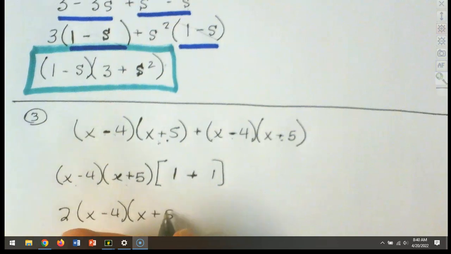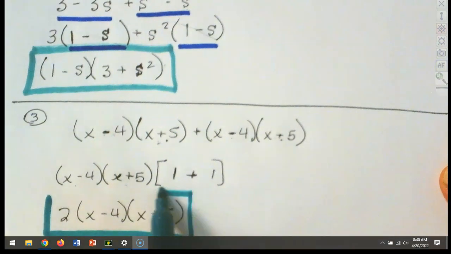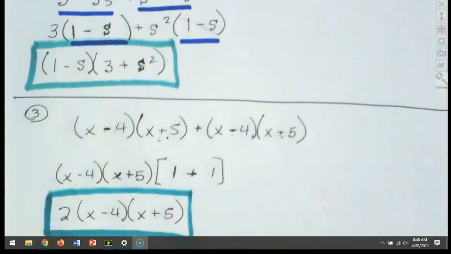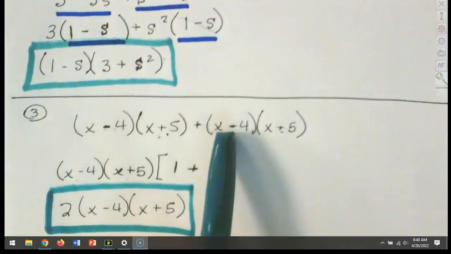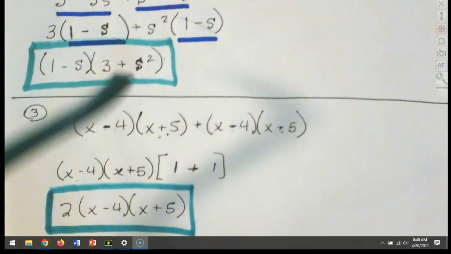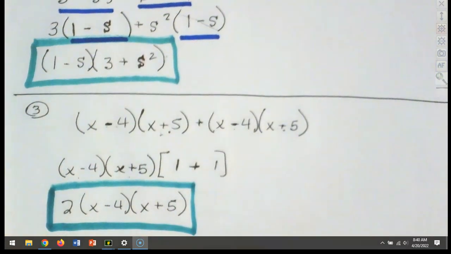There's another way to look at this question also. At the very, very beginning, what could you have done? You could have looked at these and said, well, these are exactly the same, right? So this whole grouping and this whole grouping are the same. And how many of them do you have total?